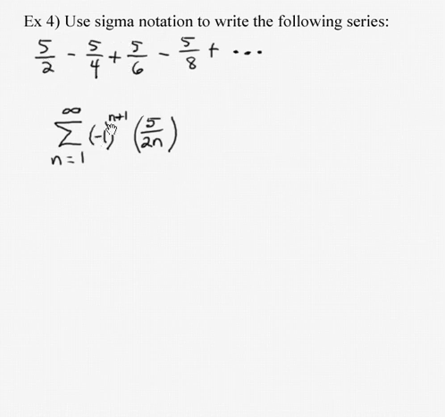So in this case, negative 1 to the n plus 1 power. The numerator is always 5, and in here it's 2 times the term number. So term 1 times 2 is 2, term 2 times 2 is 4, term 3 times 2 is 6, term 4 times 2 is 8. So that's the formula for the nth term, 5 over 2n. And if we take that negative 1 to the n plus 1 power, that'll alternate our signs, positive, negative, positive, negative. And we're going from term 1 to infinity. That's our look at sigma notation for today's lesson.